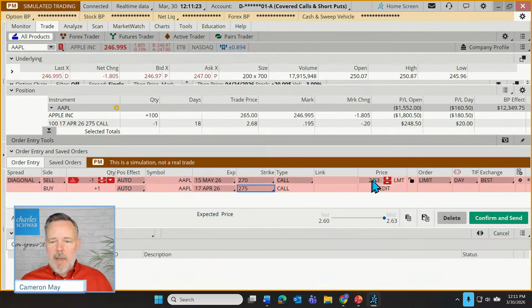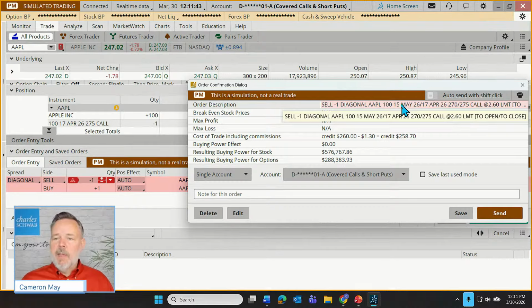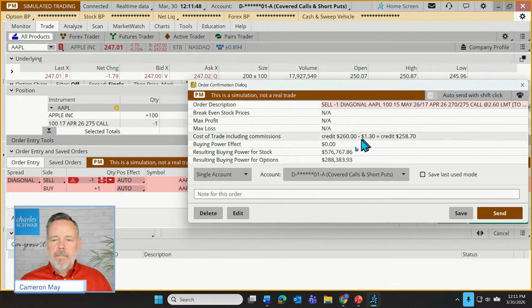There we go. It looks like we might be able to get about a 260, maybe 263. I'm going to go right on down to the natural and say that we're willing to accept as little as a 260 credit to get out of the call that we're already in, close that thing up, and get into a new one. Let's click confirm and send. And we're going to sell this, closing out the April contract, selling out there to May. There is a commission to close out the one and open up the next. That's $1.30. That could reduce our net credit to as low as $258.70 if this order fills.